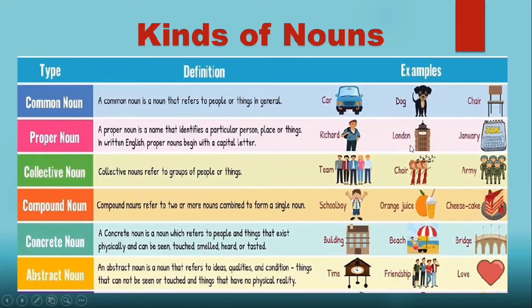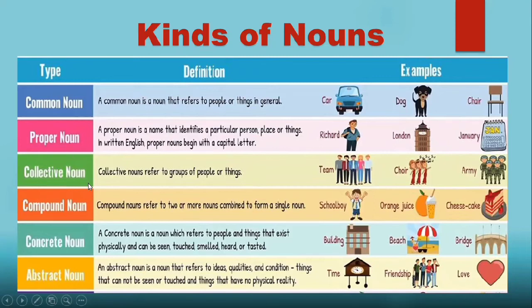London. London is a specific city that we are talking about. If I say he lives in that city, now that city would be a common noun. But when I say he lives in London, London is a proper noun. January. January is a specific month. How many months do we have? 12, right? So January is a specific month. So it's again a proper noun.